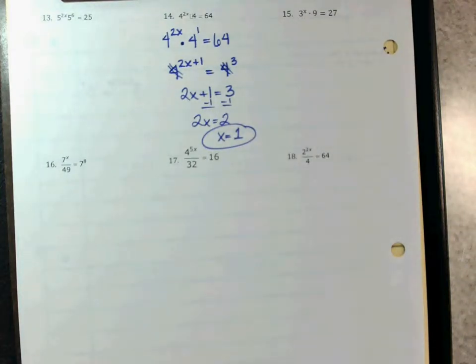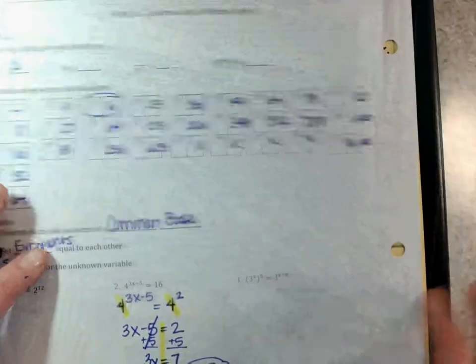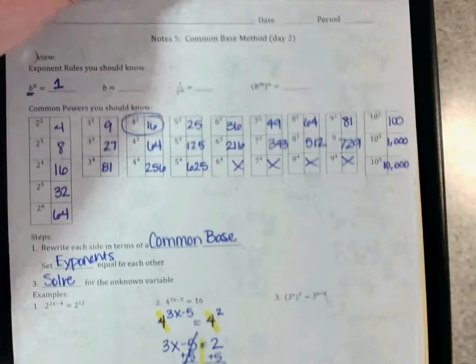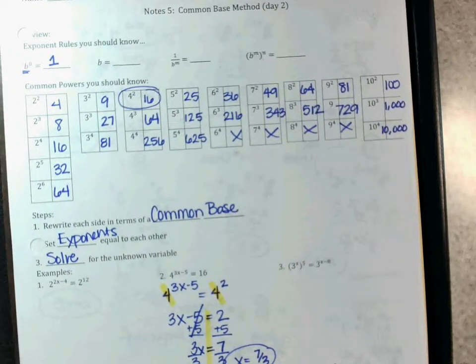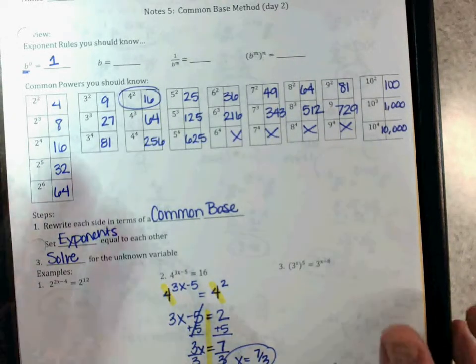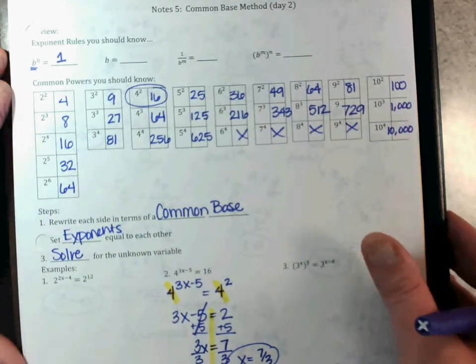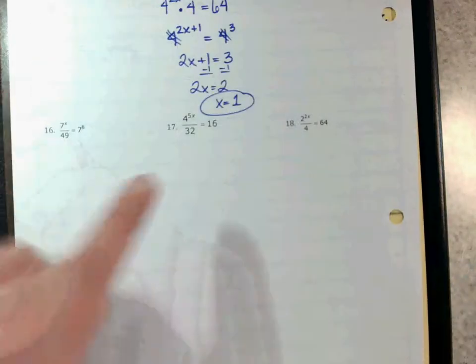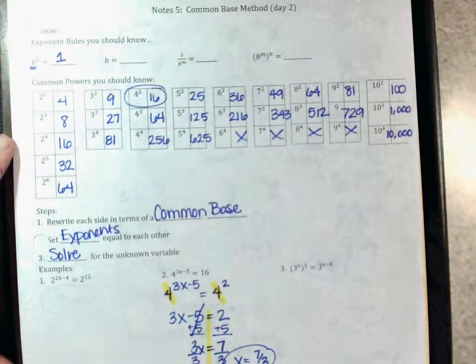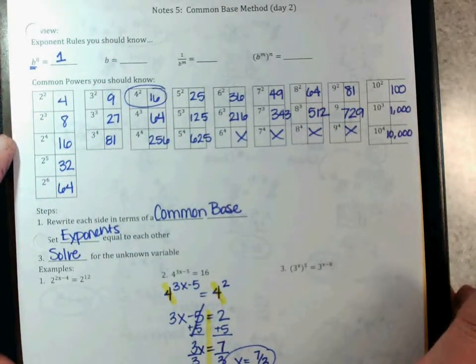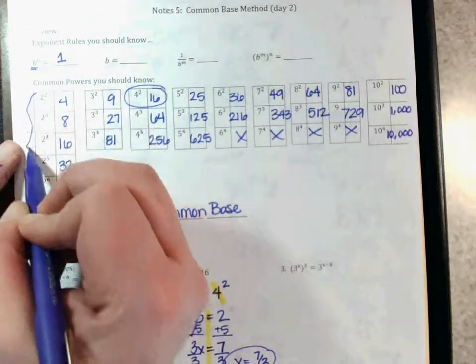Okay, number 17, I want you to look at your chart. Okay, I'll put this one back up here in a second. Try to match up number 17 with a common base. Okay, what do you notice is the problem with number 17? Is 32 in your 4 chart? No. Now look, 16 is, 32 is not. That means you can't use a base 4. You have to go to base 2.